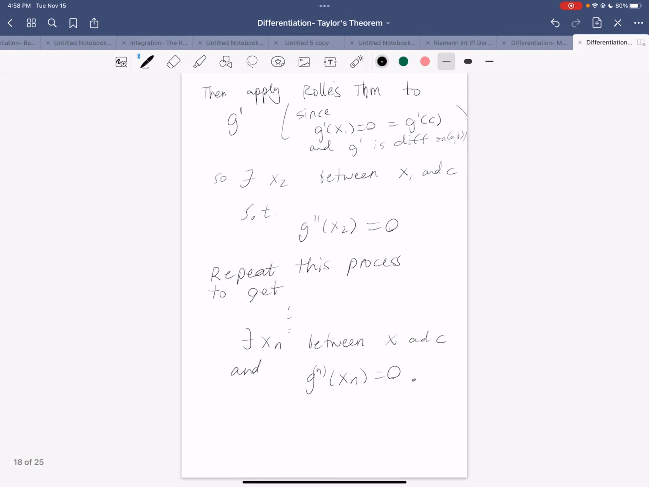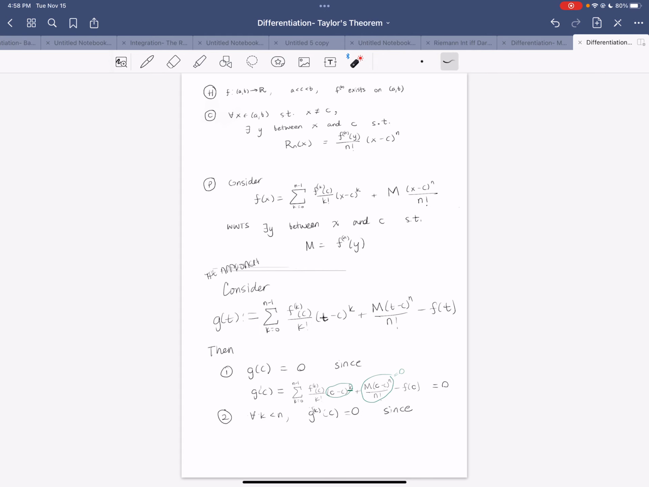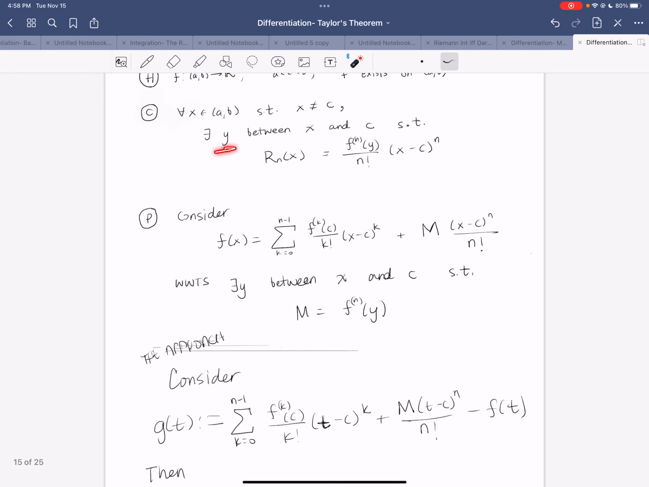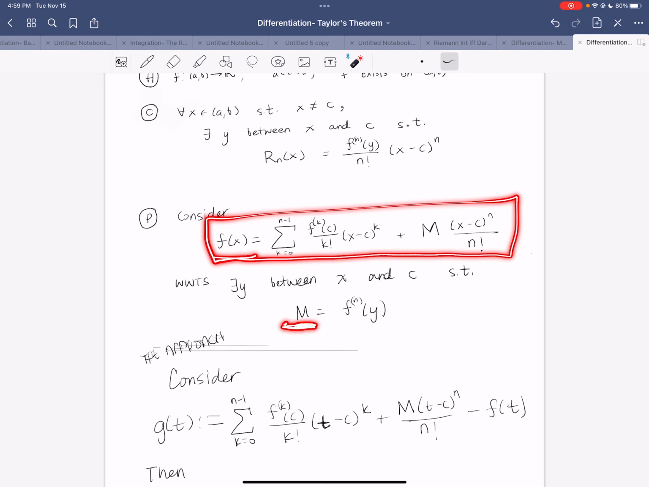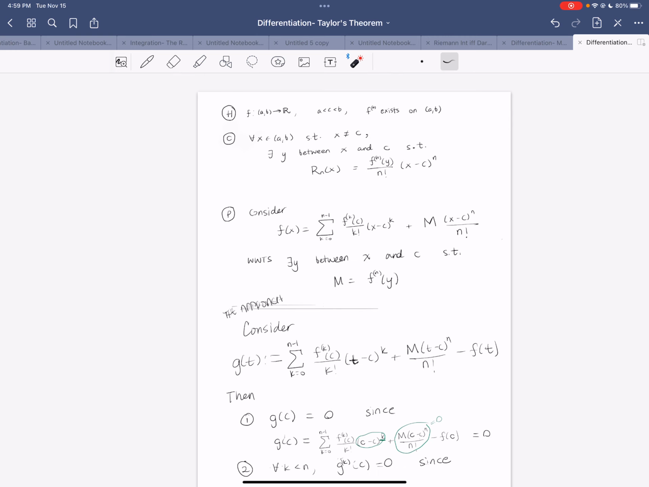Okay? So let's go back and look at what we've done in order to actually prove this. The first step, right, our goal was to prove that there is some y in between x and c that satisfies this. Okay? So the first thing we did was we said, hey, let's restructure what we're asking for in the proof. Recognize that f of x can be written like this. So now we just need to show that there's some point y whose derivative is the m such that f of x is this, okay? So that became our new goal.